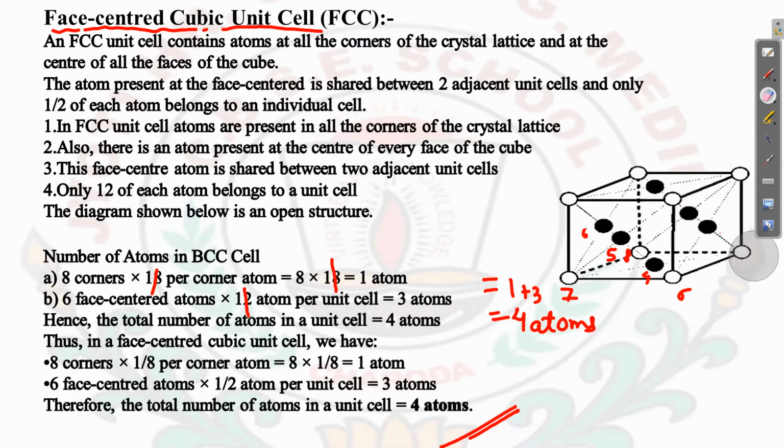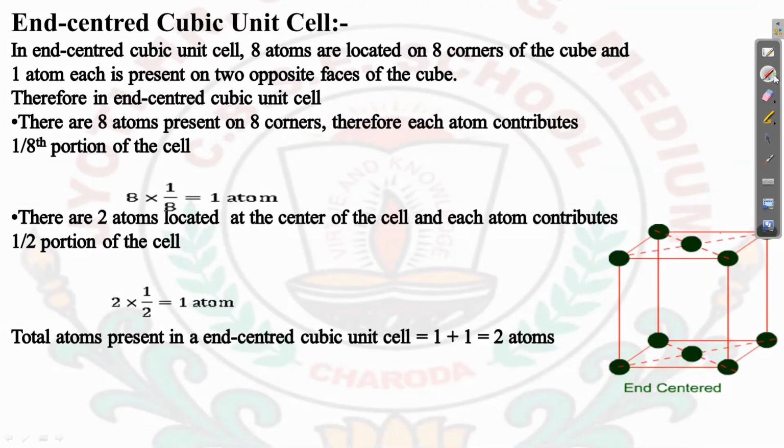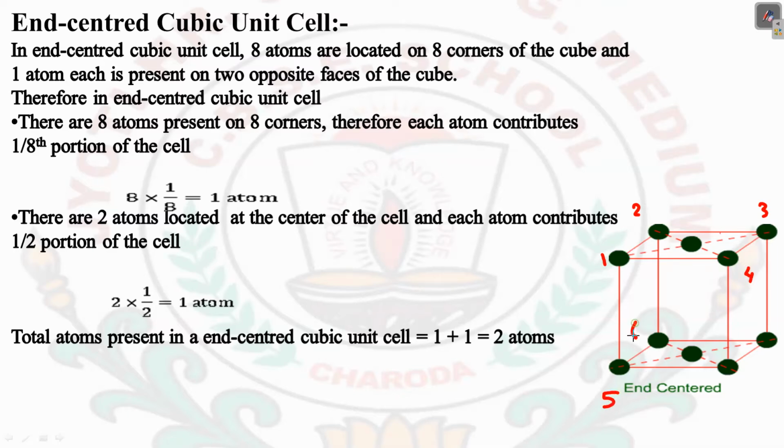Let's move further and see the next type, which is the end centered unit cell. By the name only, you can get an idea that 8 atoms will be present at the corners. Okay, 8 will be present at the corners. 1, 2, 3, 4, 5, 6, 7, and 8. Like this, 8 are present at the corners.